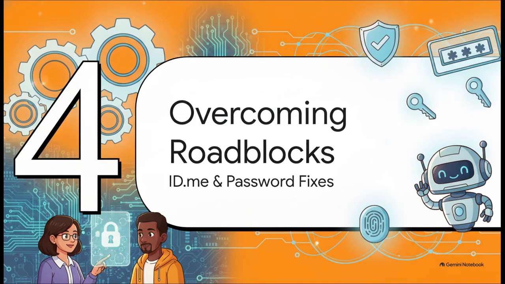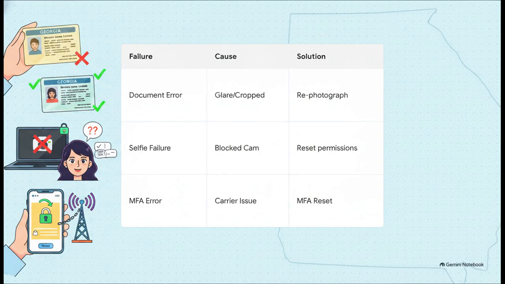Section 4. Overcoming login roadblocks, ID.me, and password fixes. Technical glitches happen to all of us. The state uses ID.me to prevent identity theft, but sometimes those verifications fail. Let's map out why. A document upload error? That's usually just bad glare, cropped borders, or an invalid ID. The quick fix is to rephotograph your ID in a well-lit area, making sure all 4 corners are in the frame. What about a biometric selfie failure? Well, 9 times out of 10, that's blocked camera permissions in your web browser. Just reset those permissions and try again.